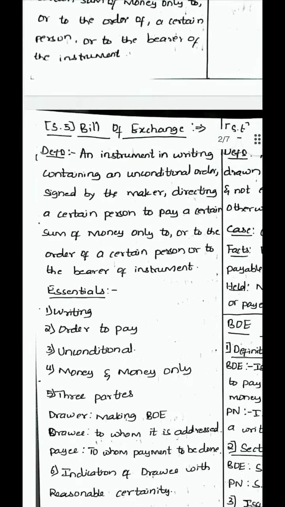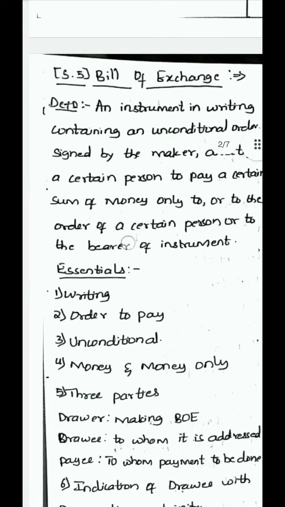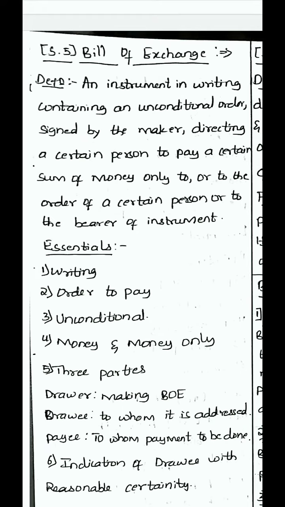The next instrument is bill of exchange. So what is a bill of exchange? Under section 5 it contains bill of exchange. A bill of exchange is also an instrument in writing containing an unconditional order signed by the maker directing a certain person to pay a certain sum of money only to or to the order of a certain person or to the bearer of the instrument. So a bill of exchange is also an instrument, it is also unconditional, but unlike a promissory note, here the maker is not promising to pay.